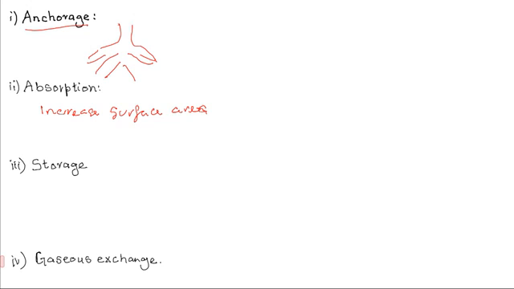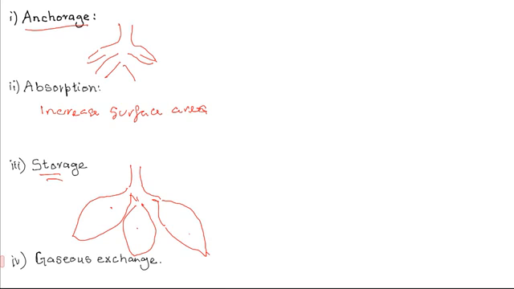Now, there are other functions performed by certain specialized roots in certain plants, and these include storage. For example, in plants like cassava, the roots become swollen with food reserves. So that these roots not only play the primary roles of anchorage and absorption, but also of storage of food substances.